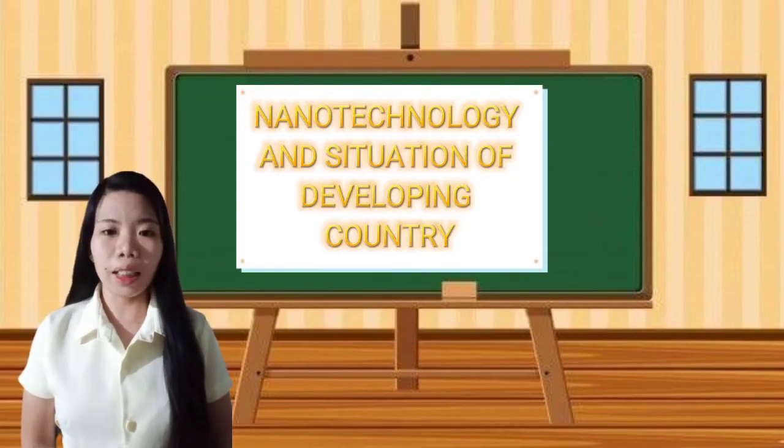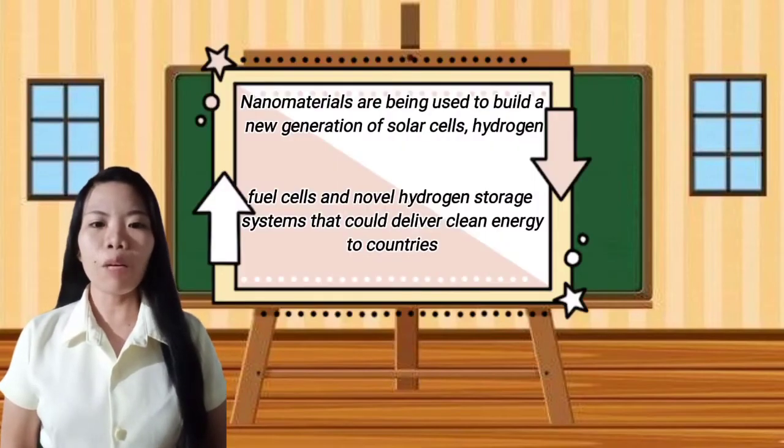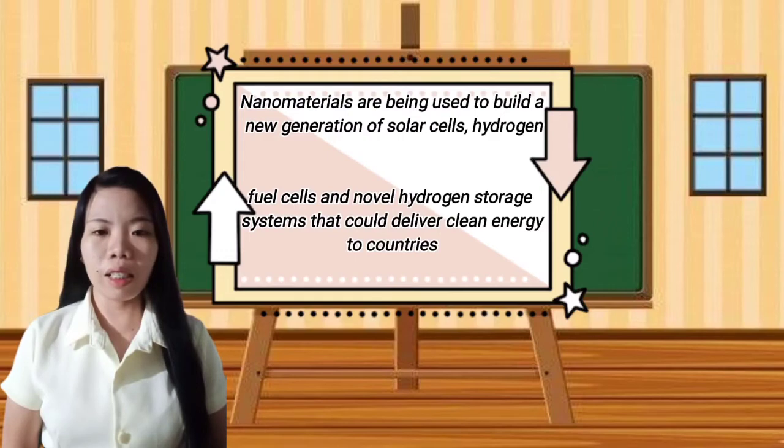I am going to discuss nanotechnology and the situation of developing countries. Energy. Nanomaterials are being used to build a new generation of solar cells, hydrogen fuel cells, and novel hydrogen storage systems that could deliver clean energy to countries.